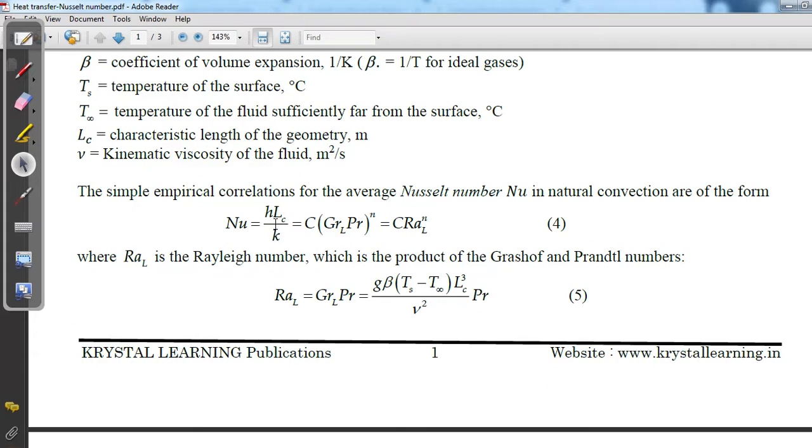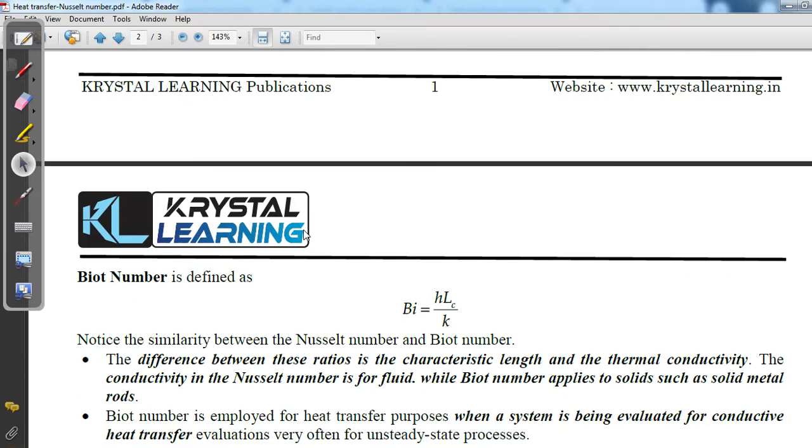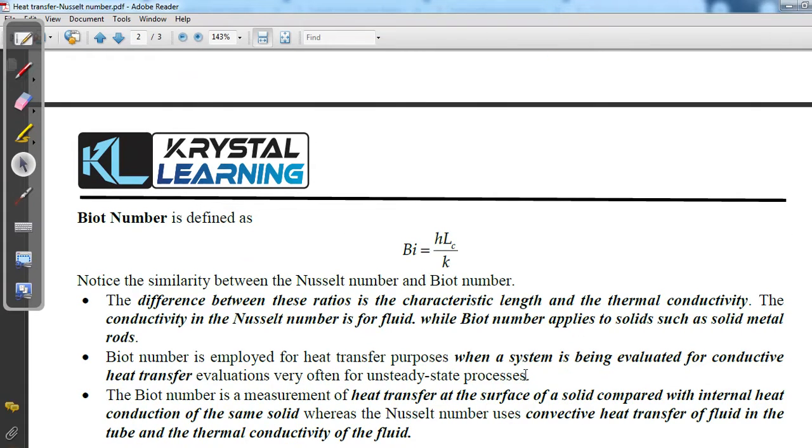So you see the Nusselt number is given by h Lc by k, and in another chapter, on unsteady state or transient state conditions, a number will come, the Biot number, with the same notation, that is h Lc by k. In interviews they very often ask what is the difference between the Biot number and the Nusselt number, because their formula is the same, h Lc by k. So there are two basic differences. One is this Lc, the characteristic length. In the Nusselt number and the Biot number, the calculation of Lc will be different in both cases. The other is the thermal conductivity.